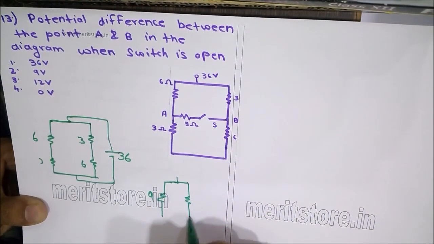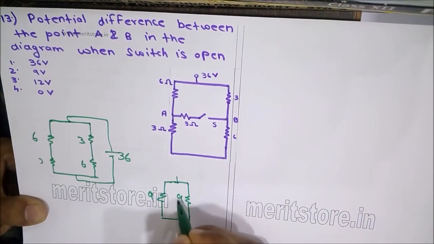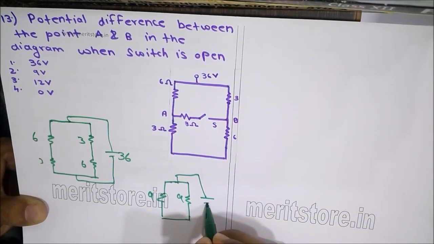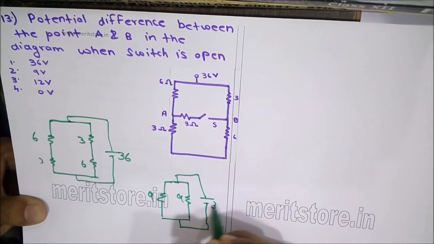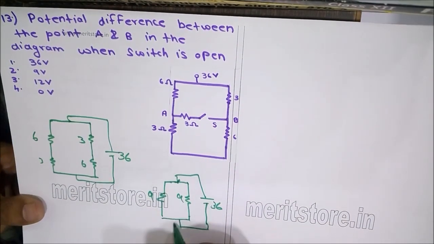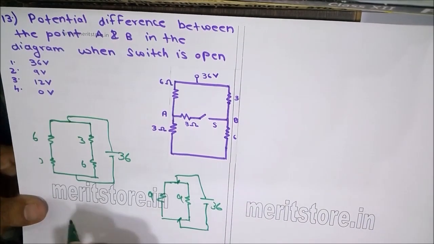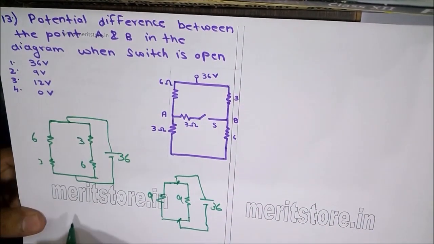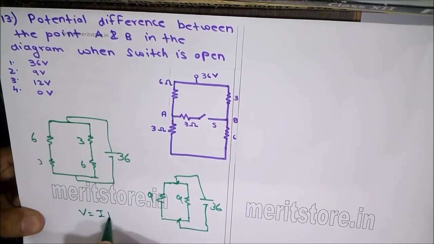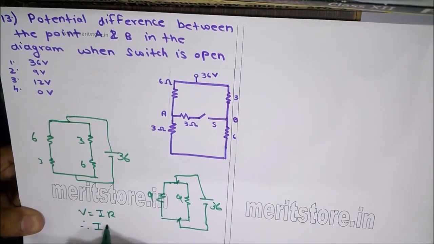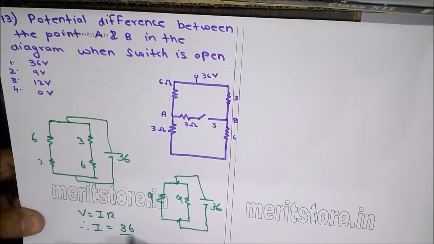Similarly here 9 ohms, and this is connected across 36 volts. Now the potential difference across these 2 points is 36 volts. Therefore the current flowing through each arm, V equals I times R. Therefore current flowing through each arm is 36 upon 9, which is 4 amperes.